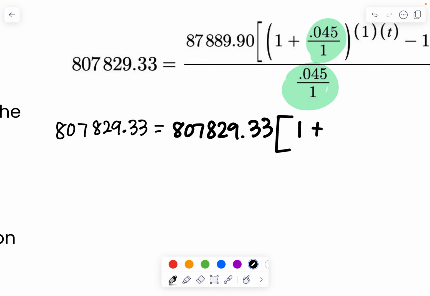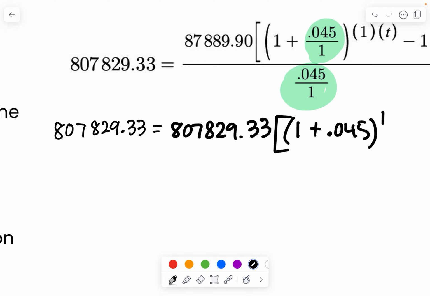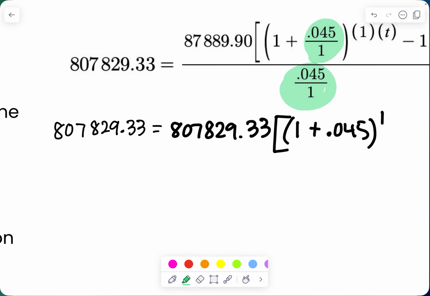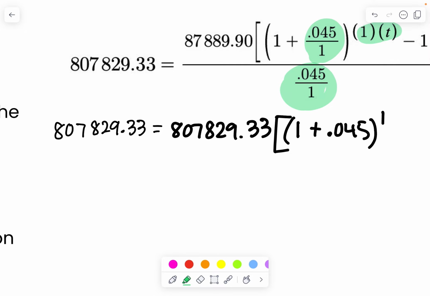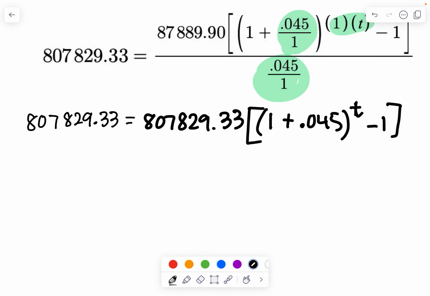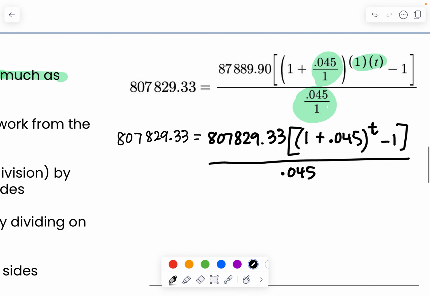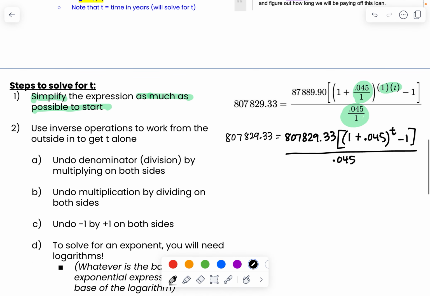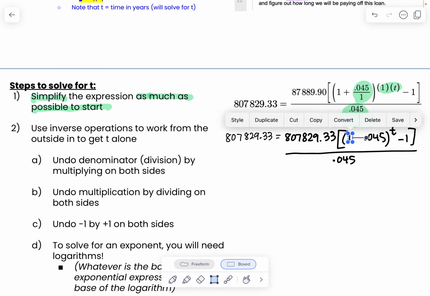This now becomes 1 plus 0.045. Also, 1 times t, that's just t. So let's just write this as t. Kill 2 birds with 1 stone. And then this whole right side is divided by 0.045. Already, that's looking a little bit better. But wait a minute. This 1 plus 0.045, that's just 1.045. So we can simplify that as well.